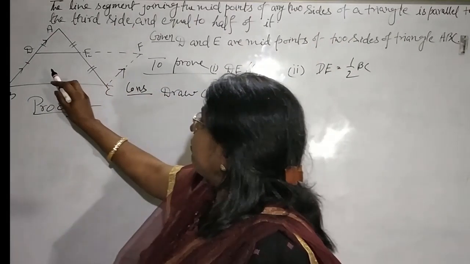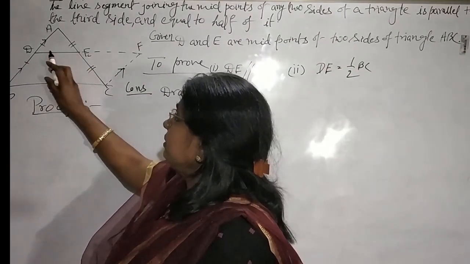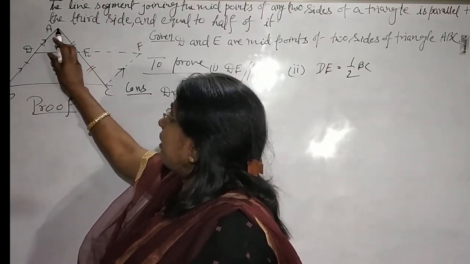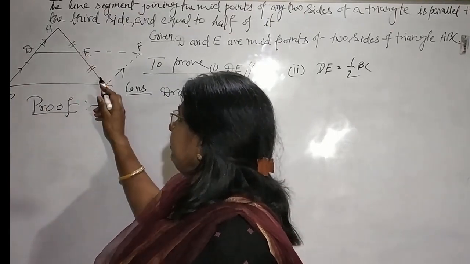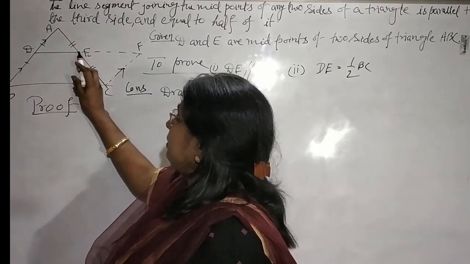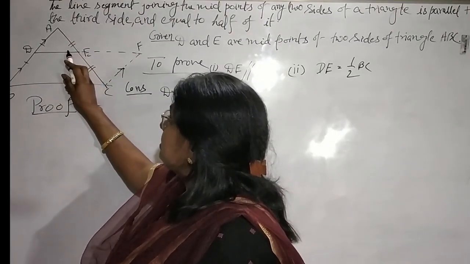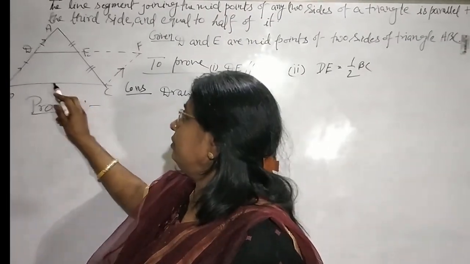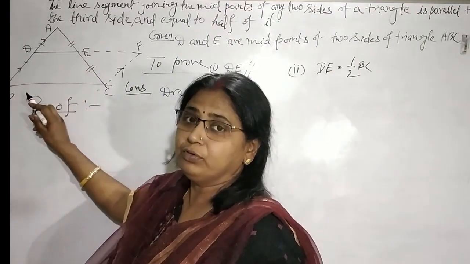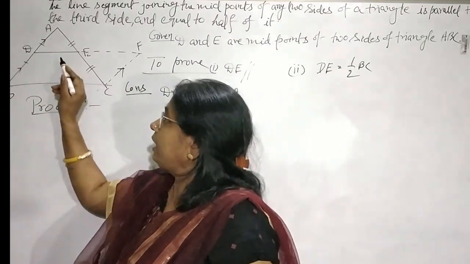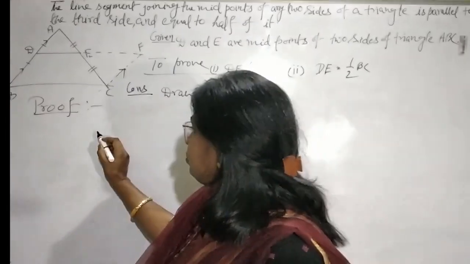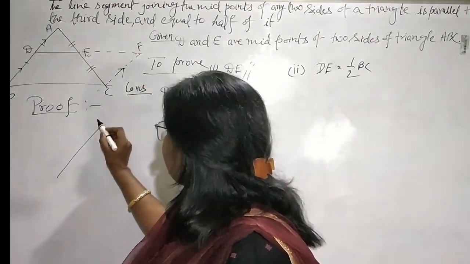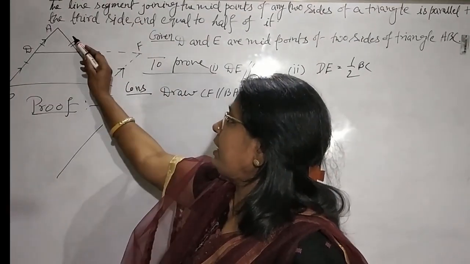The line segment joining the midpoints of any two sides of a triangle is parallel to and equal to half of the third side. It can be taken on any two sides of a triangle. It is not necessary to take AB and AC.